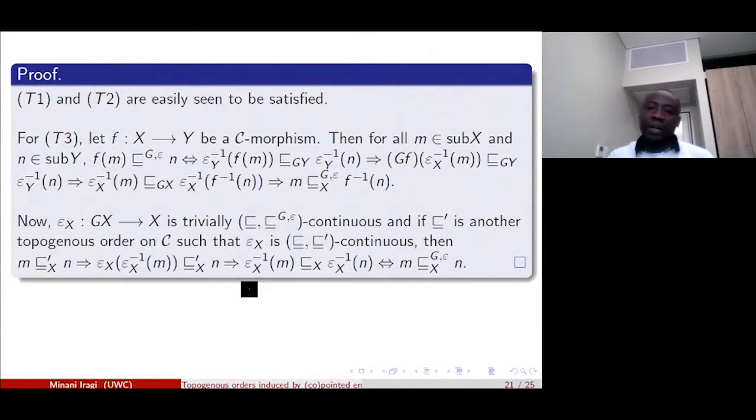T1 and T2 are normally satisfied. To show the continuity, we also use the previous commutative diagram to get the continuity condition of the newly constructed order. To see that it's continuous, it follows from the definition. And lastly, we see that it is the largest. It is clear that whenever one has a topogenous order satisfying this condition, it is coarser than the newly constructed one.